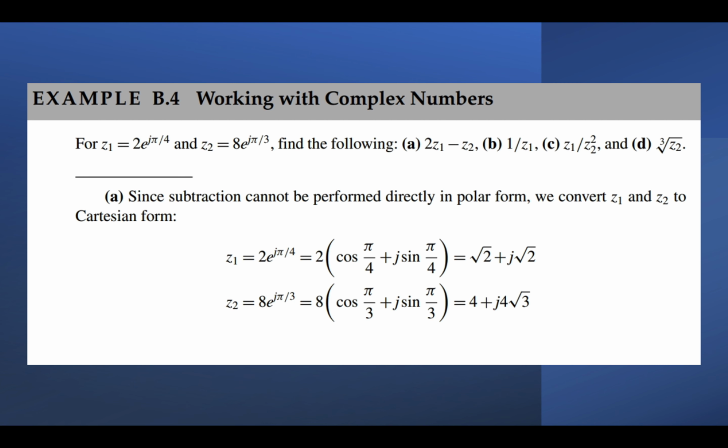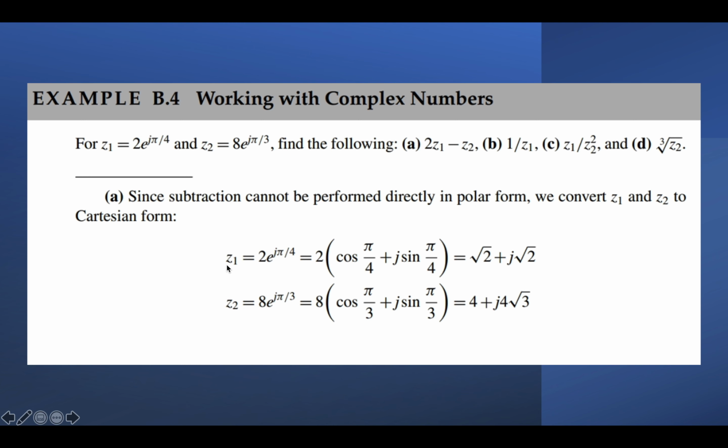And then finally, it's possible to do just more complex operations. So this is just an illustration of some mathematics associated with how we work with complex numbers. We're given Z1 and Z2. They're both in polar form. So the first operation is subtraction. It's much easier to do subtraction in rectangular form.